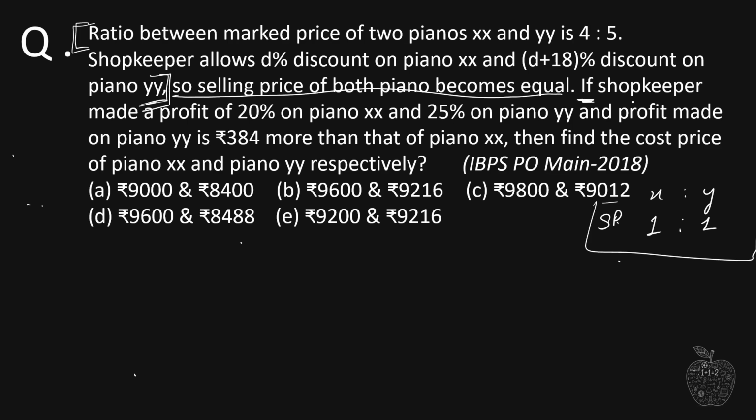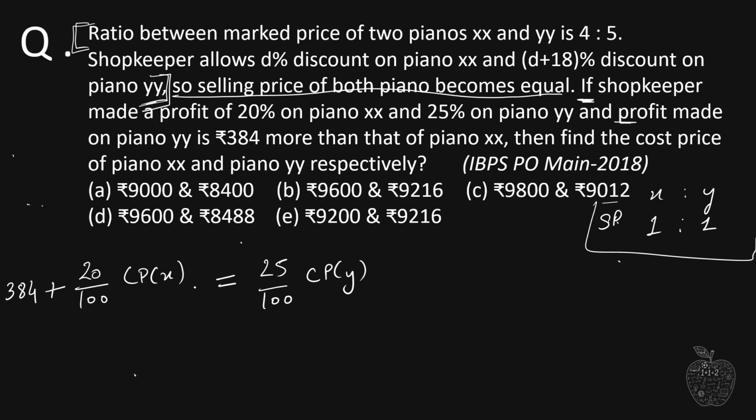Okay, from here, the shopkeeper made a profit of 20% on piano X, and profit is always calculated on what? Cost price. So the shopkeeper made a profit of 20% on the cost price of piano X and a profit of 25% on the cost price of piano Y. And the profit made on piano Y is 384 more than piano X.